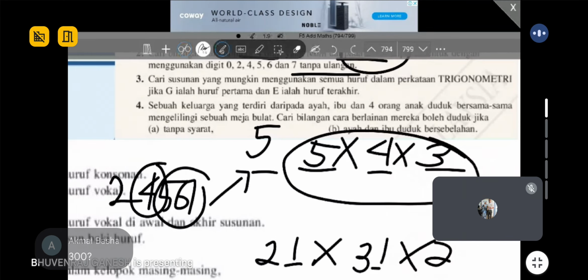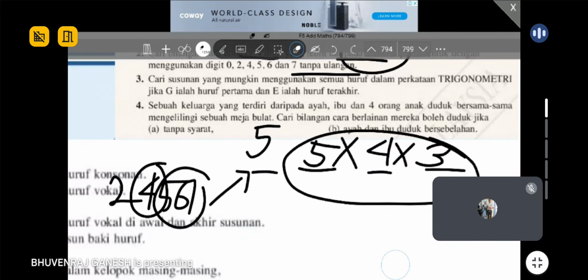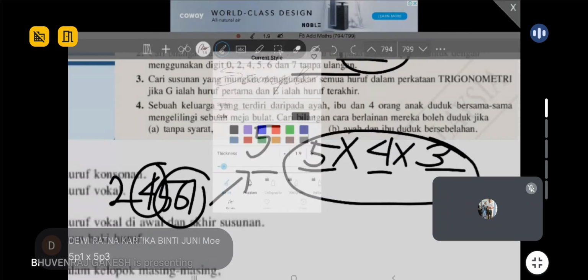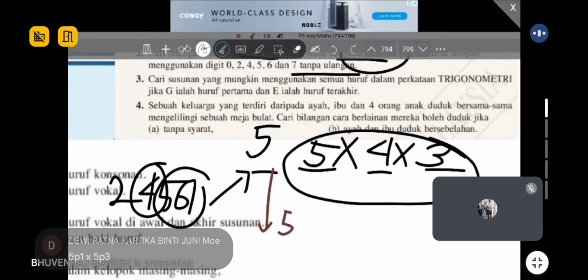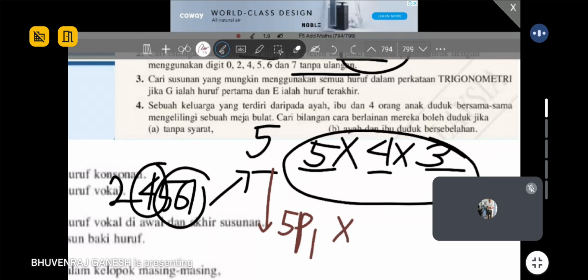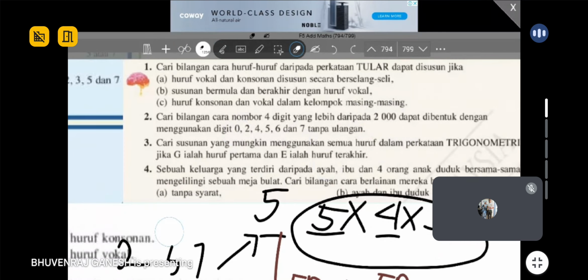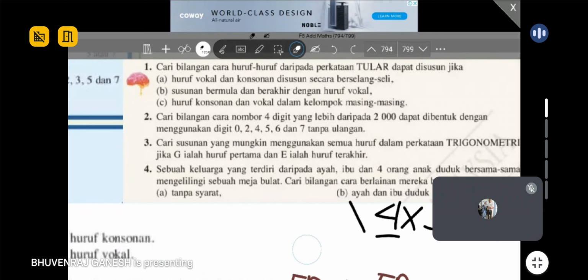So basically, the first position will be 5P1. Okay, because you got total 5 numbers, you pick 1. Okay, and then yes, the remaining is 5P3. So you will get 300 as your answer. Okay, so yeah, that is number 2. Not bad, right? It doesn't look that hard. As long as you analyze it correctly, then you should get it.